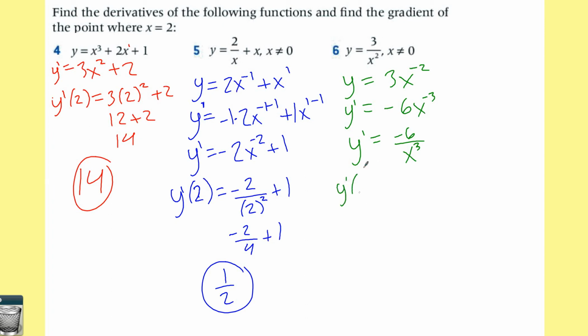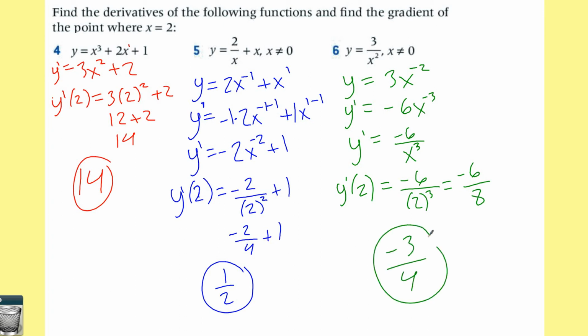So our derivative when x is 2 is negative 6 over 2 cubed. So negative 6 over 8. So negative 3/4 is our slope. Okay?